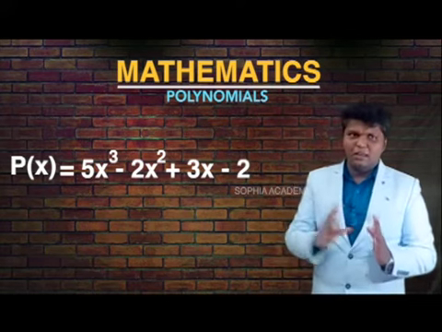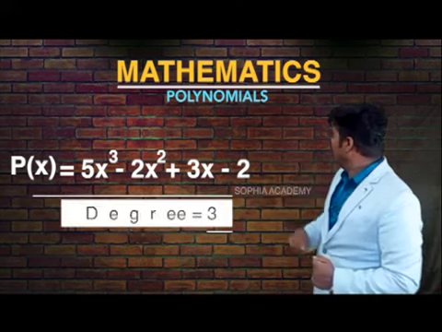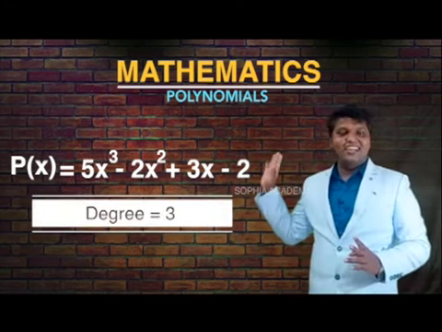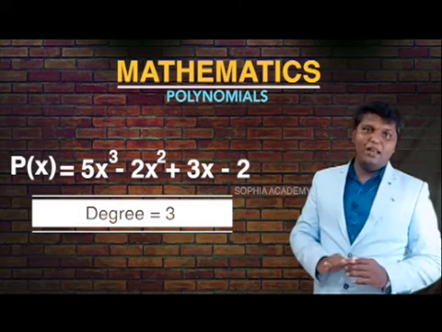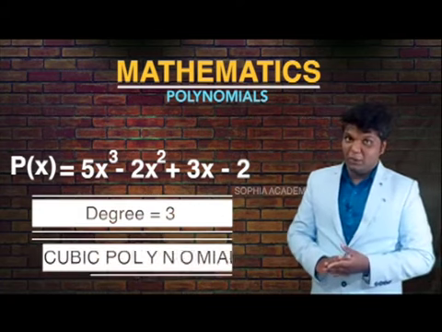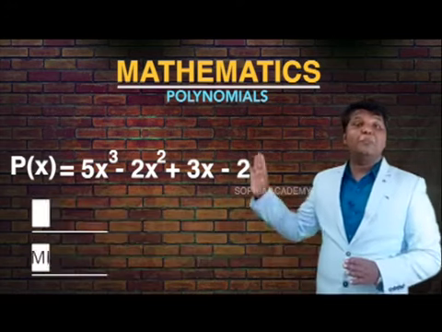Let me ask you a small thing. What is the degree of this polynomial? It is 3. It is not there in the question, I simply asked. It is a third degree polynomial. If it is a third degree polynomial, what is it called? A third degree polynomial is what we call a cubic polynomial. So here we got a cubic polynomial. Now this is p of x.